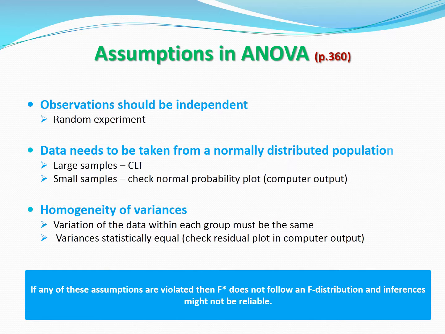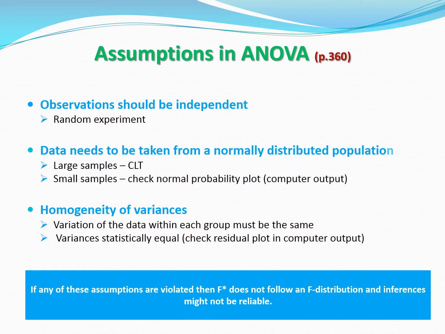If we are working with large samples, remember, meaning sample sizes of 30 or greater, it's no problem, because under the central limit theorem we can assume normality since our samples are large, and we studied this in chapter 8. But if your samples are small, then we need to check this assumption using the normal probability plot on the computer output, but we will look at this in class in part 3.